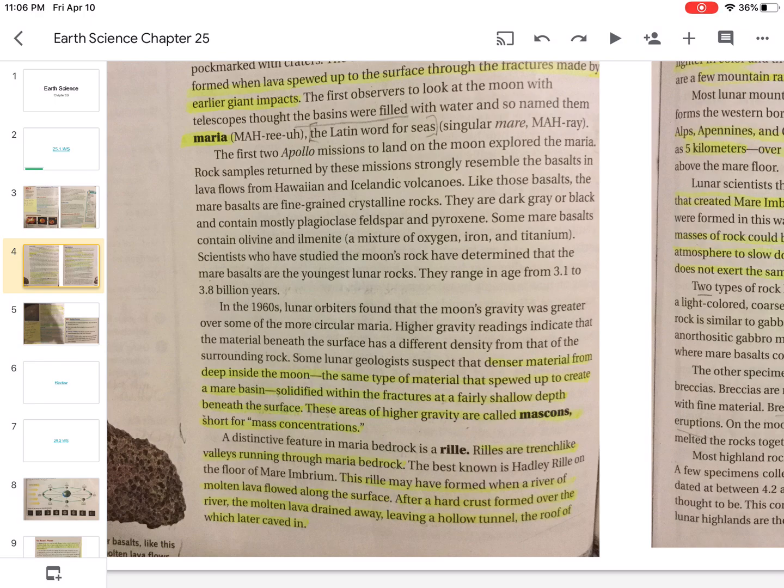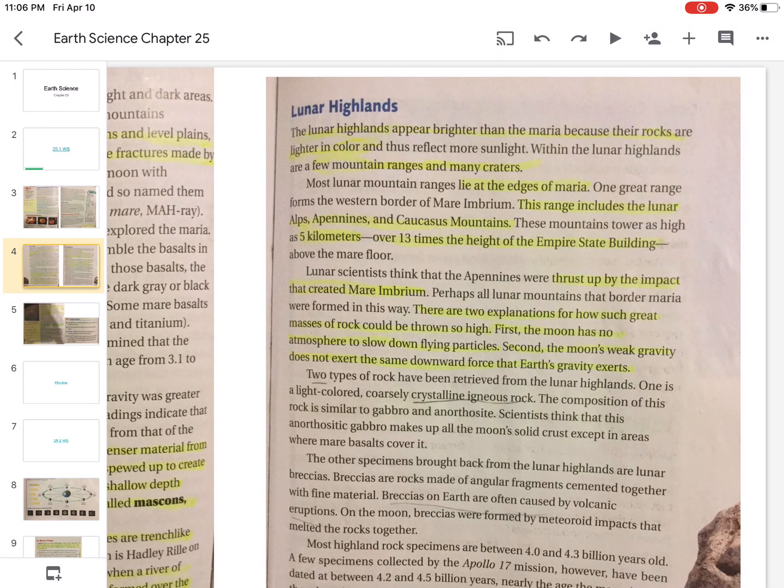Okay, number 3, rilles. Rilles are trench-like valleys running through Maria bedrock. Okay, so you have that. Lunar highlands, next page. The lunar highlands appear brighter than the Maria because their rocks are lighter in color, and are a few mountain ranges and many craters. They lie at the edges of the Maria.